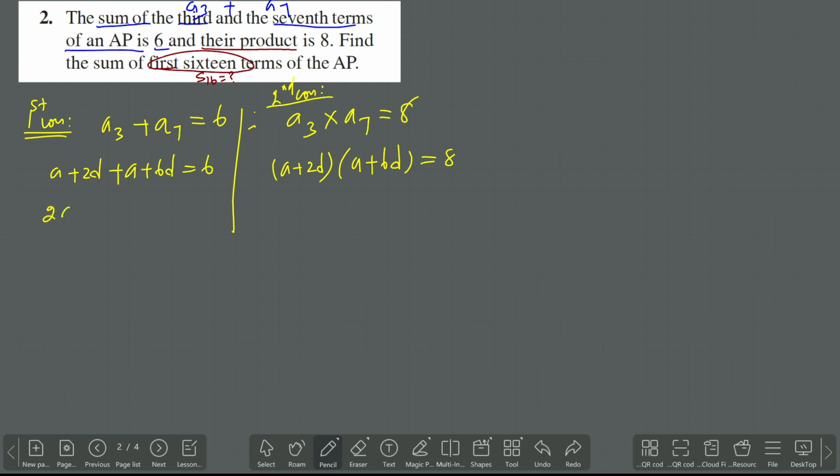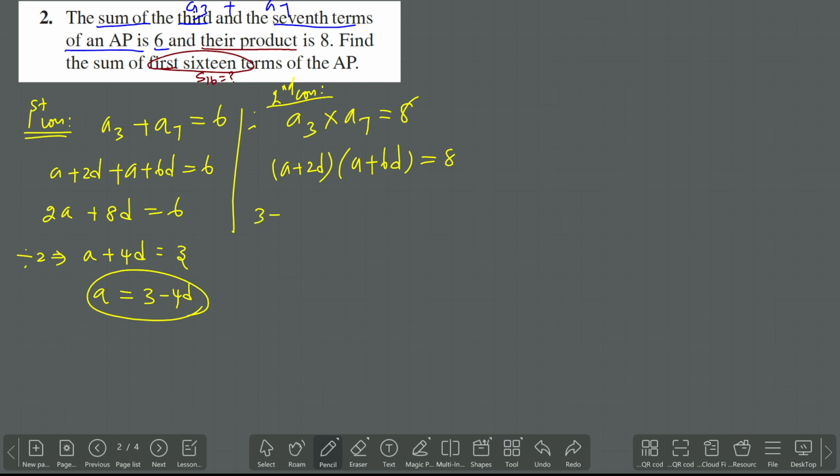A plus A, 2 times A, and 8D equal to 6. Divide by 2 on both sides. So what am I getting? A plus 4 times D equal to 3. I am dividing on both sides, no? So A you find: 3 minus 4 times D is A. Take this and substitute in the other condition, that is, in the second condition.